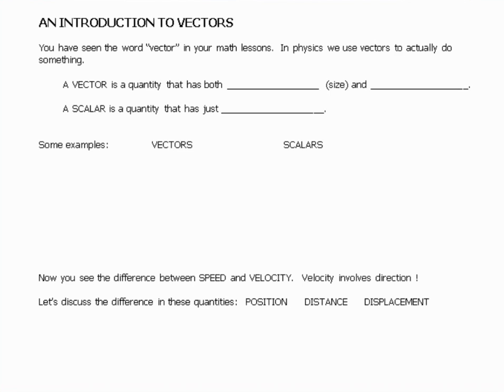In physics, we use vectors to actually do something. So, a vector is a quantity that has both magnitude, which is size, and it also includes direction. And this is going to be important because this direction is what separates a vector from a scalar, which is a quantity that just has magnitude.